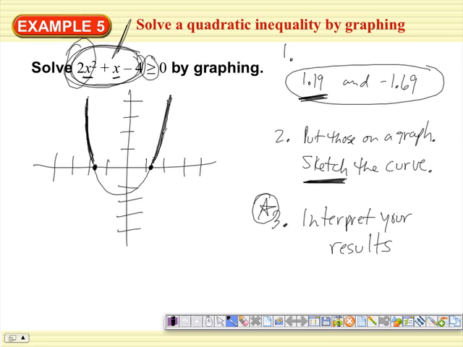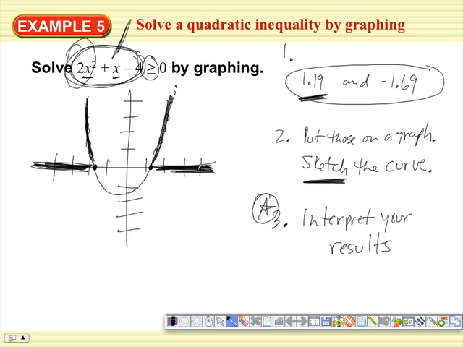What would make it this part right here? Which x values? These ones? These ones? These ones? Yeah. These x values would create positive answers. Now all you have to do is tell me what those answers are.